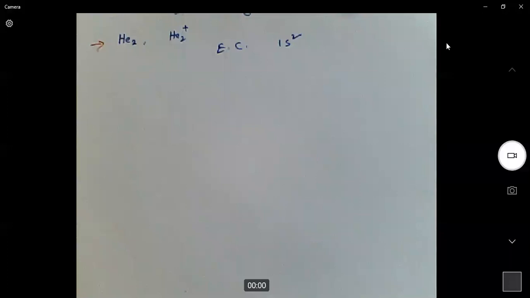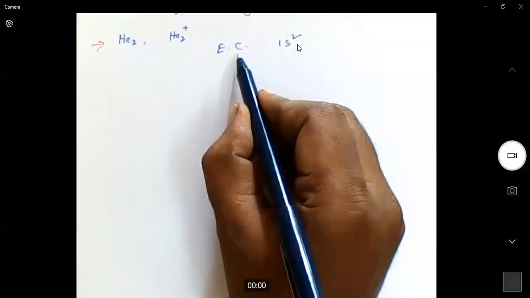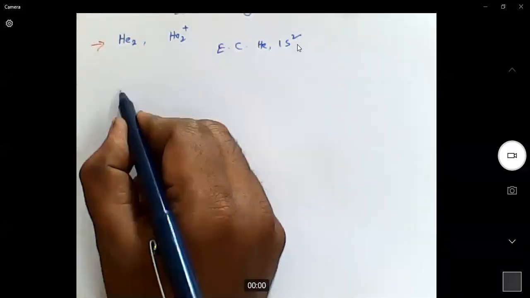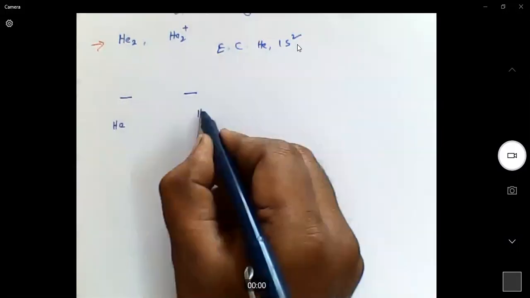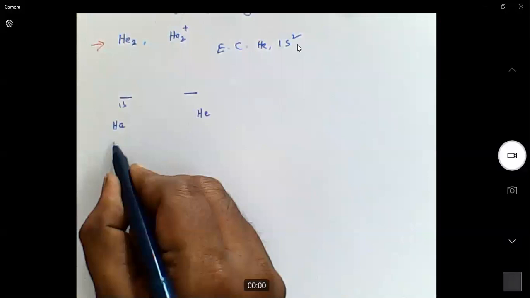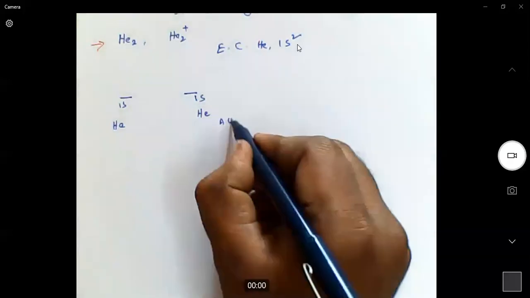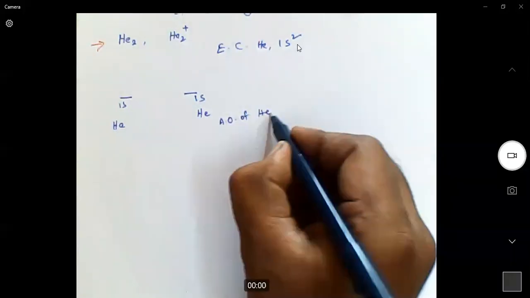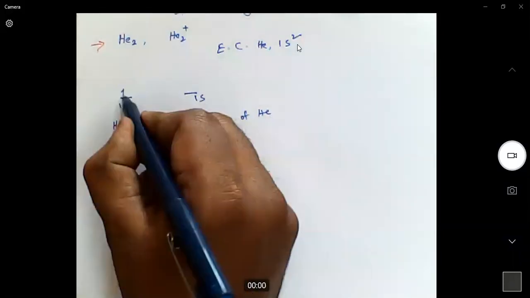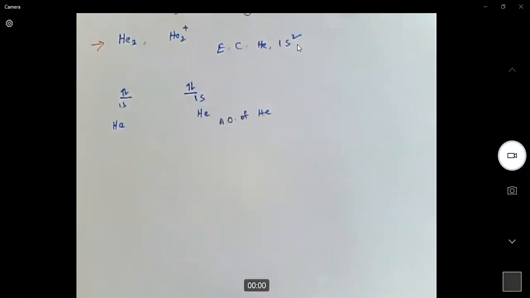Then we will try to find out what is the bond order, and then what is its magnetic character. Of course, the electronic configuration for helium atom is 1s2. For He2 molecule, we will take two helium atoms. This is 1s orbital of this helium atom. This is 1s orbital of this helium atom. So these are atomic orbitals of helium. And we have two electrons here and also two electrons here.